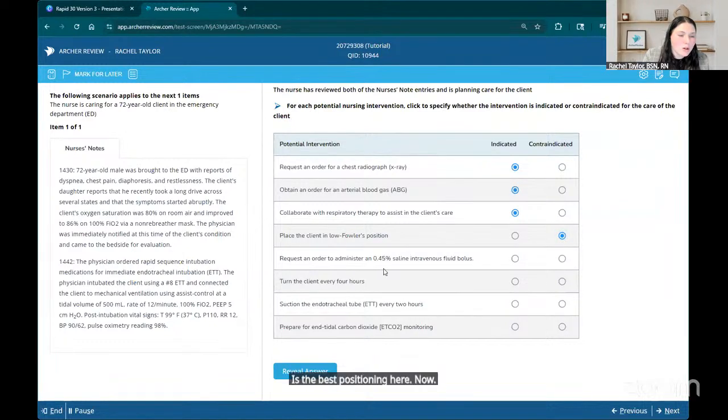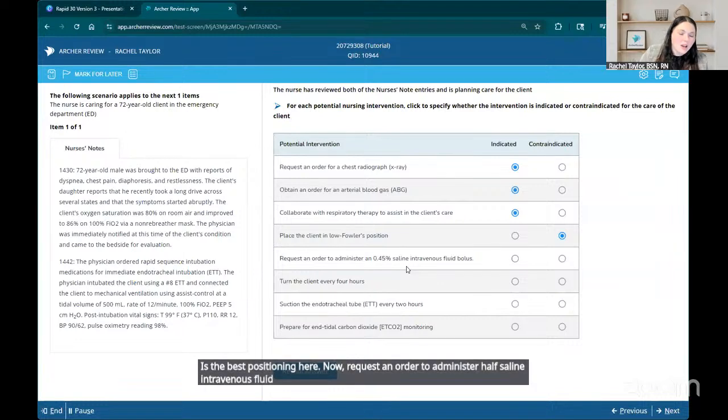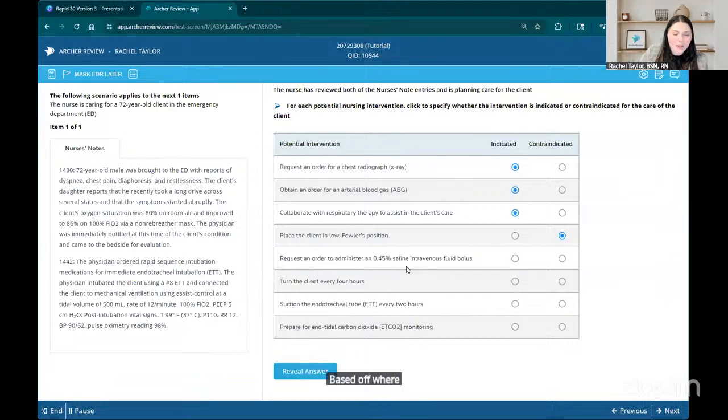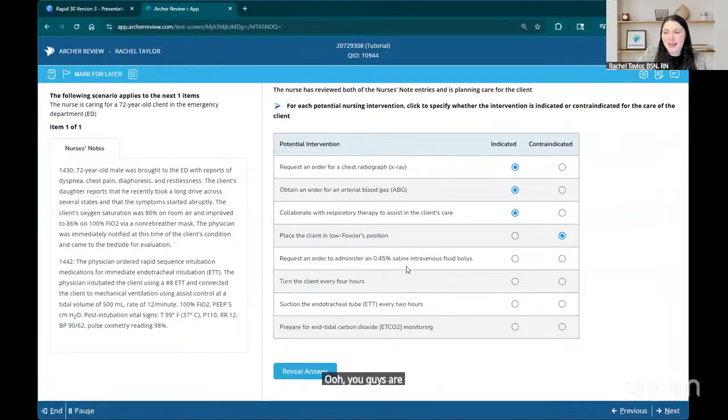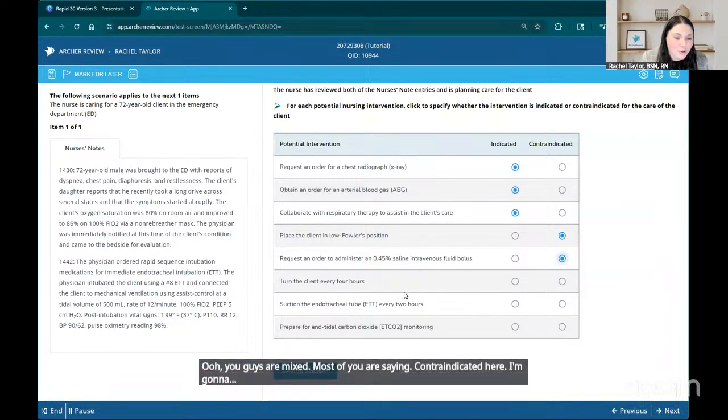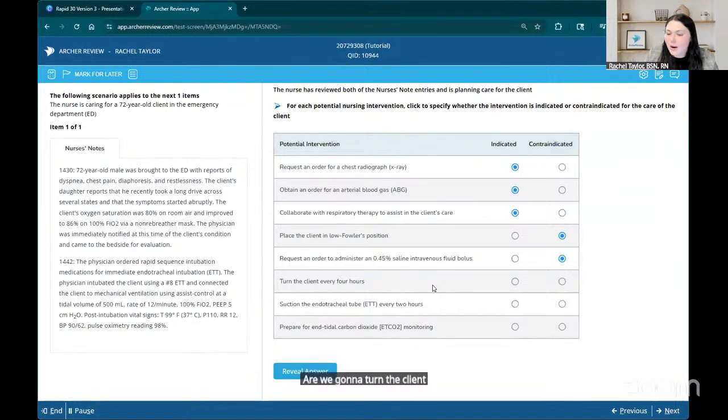Now, request an order to administer a half saline intravenous fluid bolus. Based off where our BP is right now and our pulse rate, do we think we need a half saline IV fluid bolus? Ooh, you guys are mixed. Most of you are saying contraindicated here. I'm going to follow the group. Turn the client every 4 hours. Are we going to turn the client every 4 hours? No. How often do we reposition?